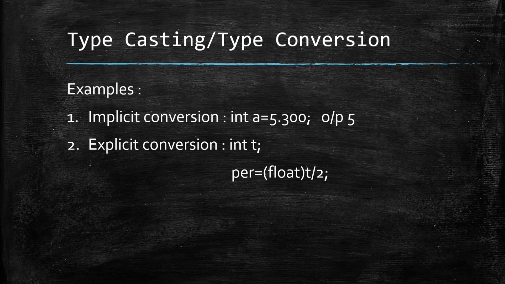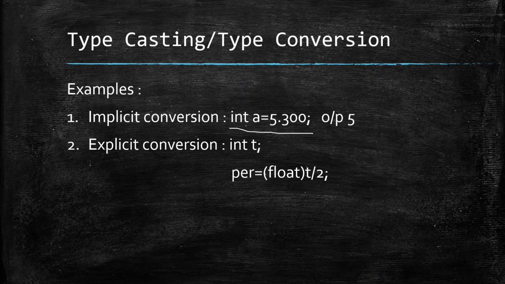In the implicit conversion, what happens? I have given int a is equal to 5.300. Now what is my int data type? It takes only integer values, only whole number values. It doesn't take any decimal values. So what happens? I have initialized a as 5.300 semicolon. Now what does the compiler do?